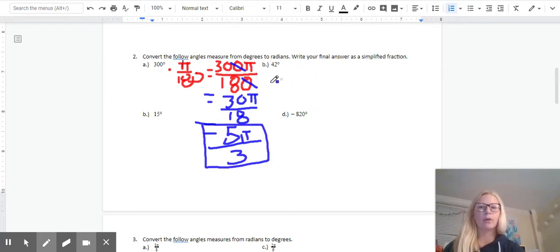So that's what you're going to do for B. I guess I have two B's here, both of the B's and then D. So make sure you're writing it as a simplified fraction, not as a decimal.